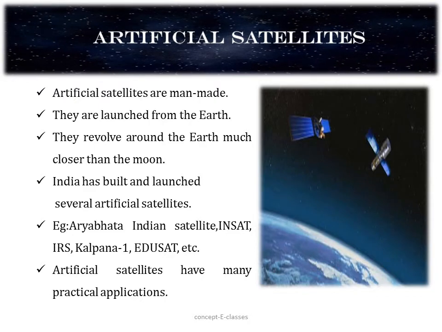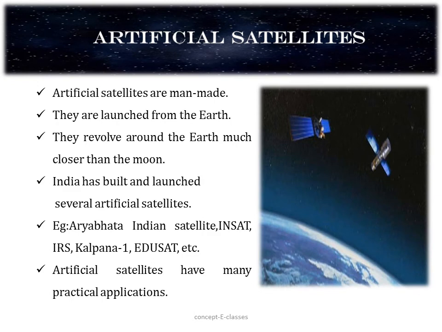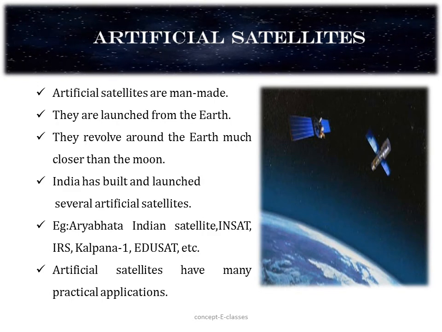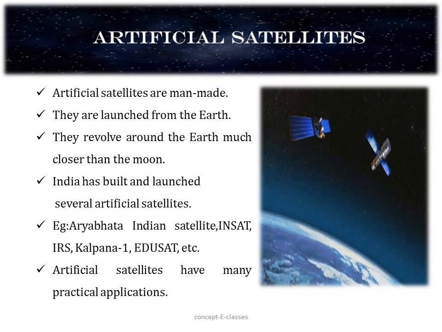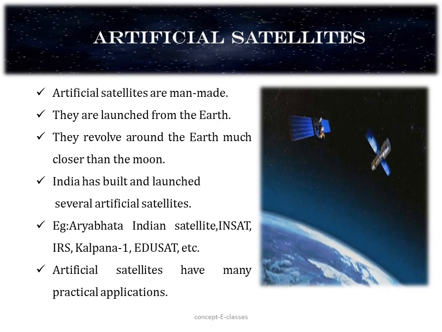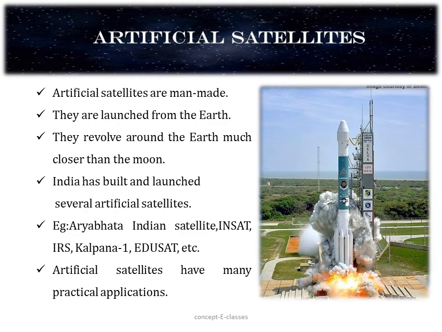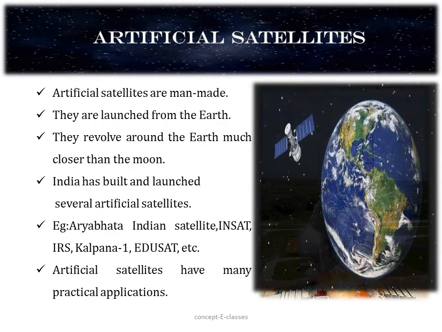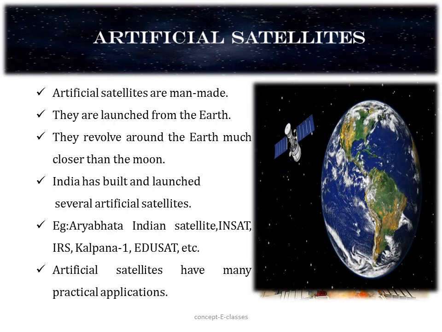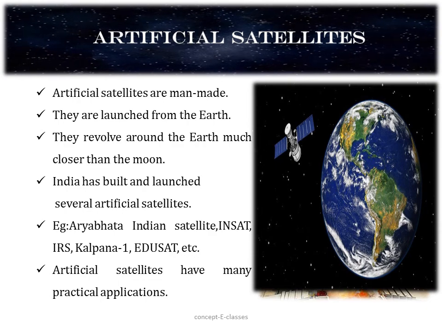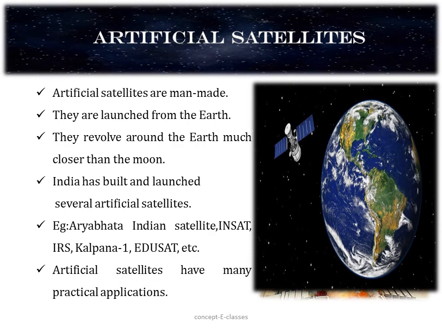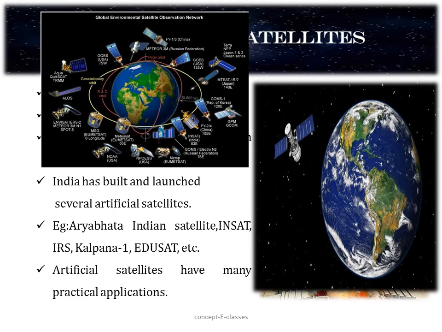Artificial satellites. We have already studied that any celestial body which revolves around another celestial body is called a satellite, and there are natural satellites and artificial satellites. So artificial satellites are man-made. They are launched from the Earth and they revolve around the Earth much closer than the moon. India has built and launched several artificial satellites like Aryabhatta, which was the first Indian satellite, then some other satellites like INSAT, IRS, Kalpana 1, EduSat, etc.